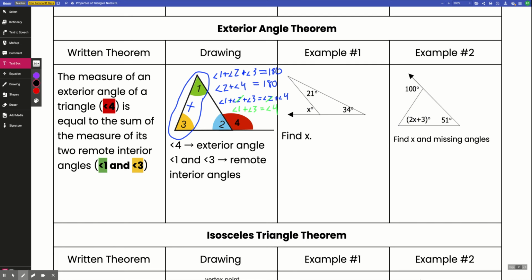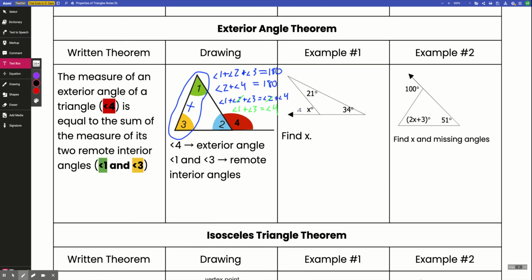And the reason it's cool is because you don't have to go through and use angle 2, right? If you don't know it, you don't have to solve for it first in order to figure out what the exterior angle is, right? You can bypass it completely and just use the two angles that you do know, which is kind of cool, okay? And that's exactly what we're going to do in this first example right here.